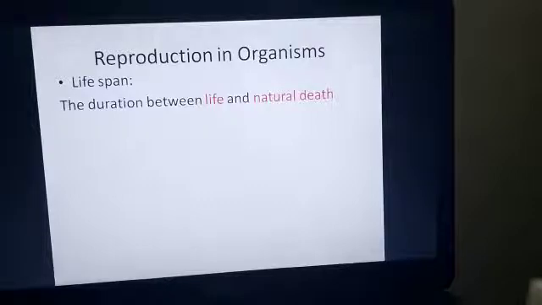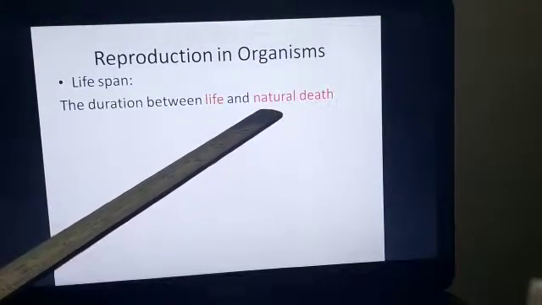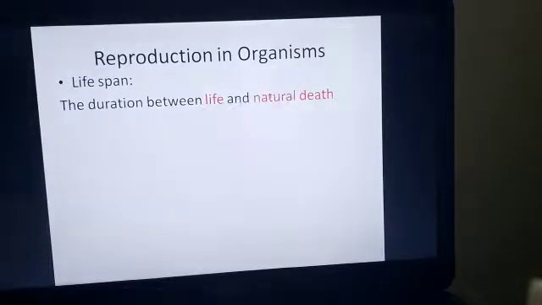So here in this answer, natural death is the key word. Many students write duration between the life and death. Here we're not talking about the death that occurs because of any kind of accident or any other thing. We're talking about the death that occurs naturally in the organism when it completes its particular lifetime. So the lifespan is the duration between the life and the natural death of the organism.